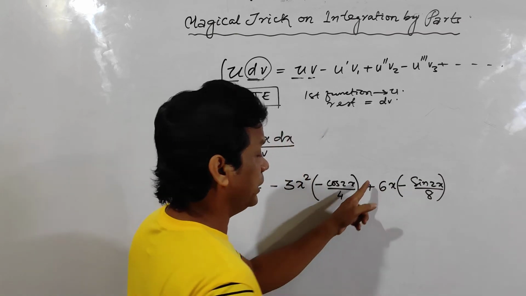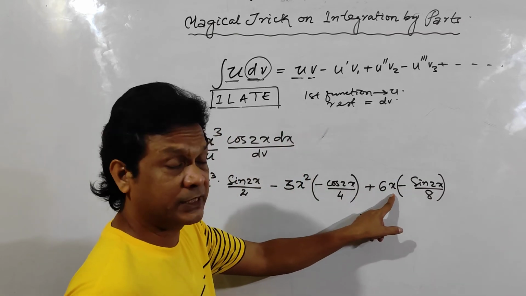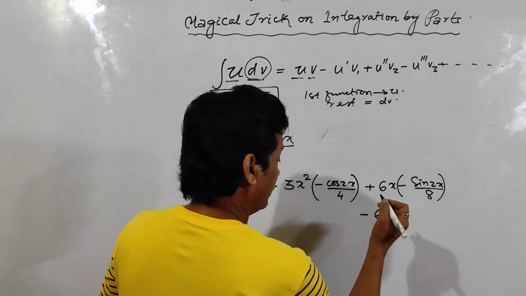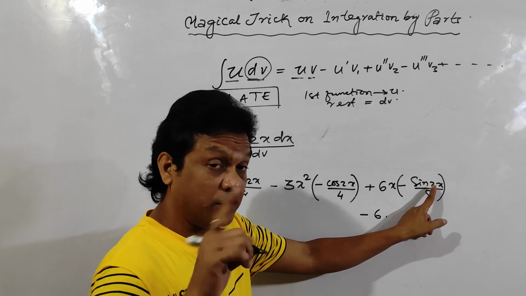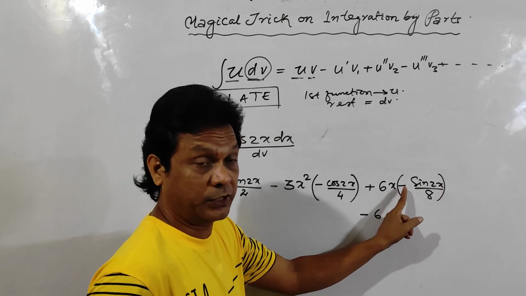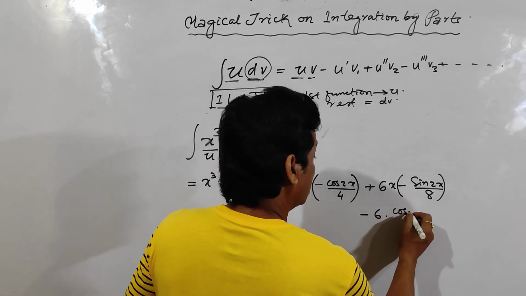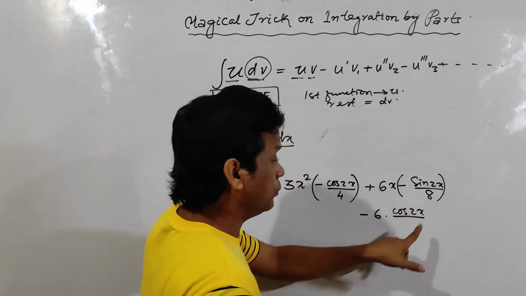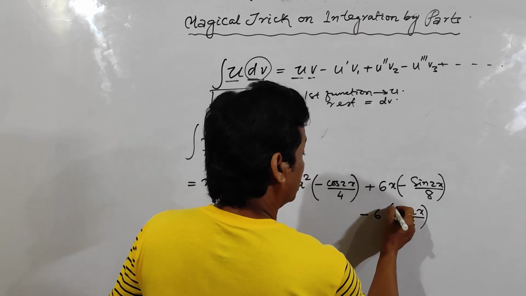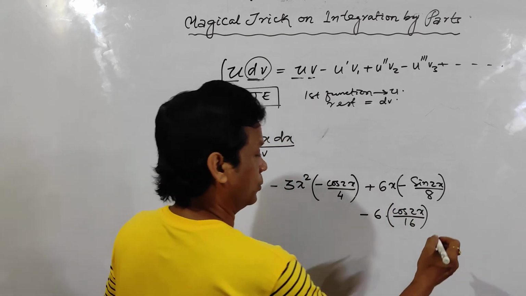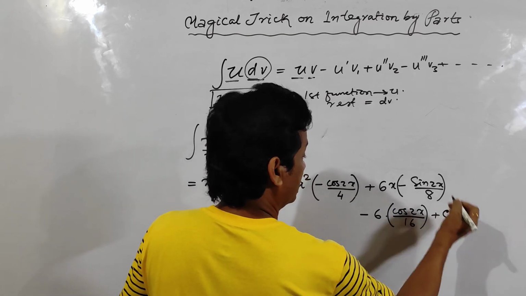Then minus, alternate sign I am taking. So derivative of 6x is 6. And what is the integration of this one? The integration of sin 2x is minus cos 2x by 2, so minus minus will become plus. So cos 2x by 2 and 8 is already there, so it is 16. And derivative of 6 is 0. So you should write the constant of integration.